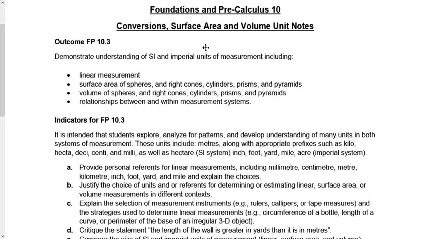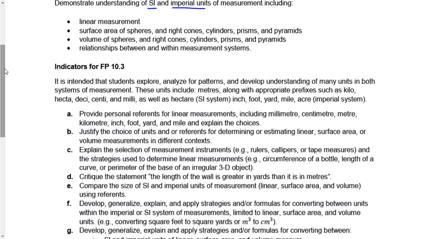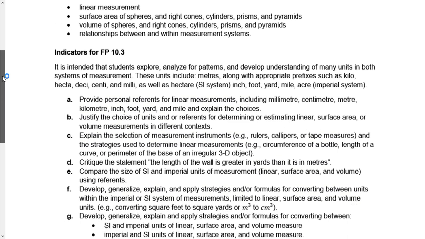So our outcome is to have an understanding of both SI and imperial units. So we have to have an understanding of both. Then we connect with linear measurement, our surface area volume, and measurement between and within the measurement systems. So we have a whole bunch of different indicators.